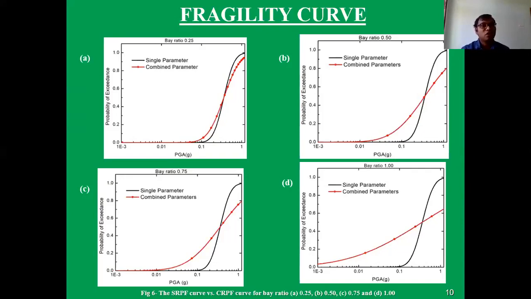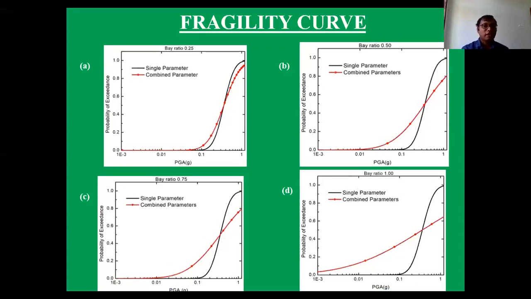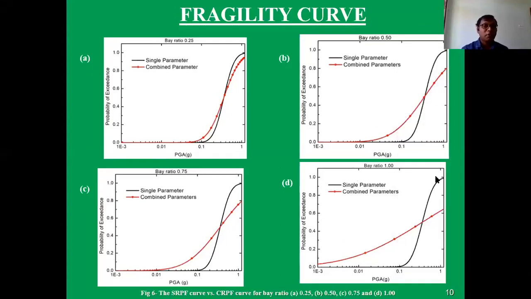This is for the bay ratio. Of course, it is a plan aspect ratio, that is 0.25, 0.5, 0.75, and 1. 1 means square. It is found that 1 gives the better scenario, a safer design in terms of fragility assessment, and the combined parameter also contributes better, showing how the other components in structural members contribute to each other to represent the actual scenario of the structures, rather than using a single parameter. So this is the fragility study for the structure.